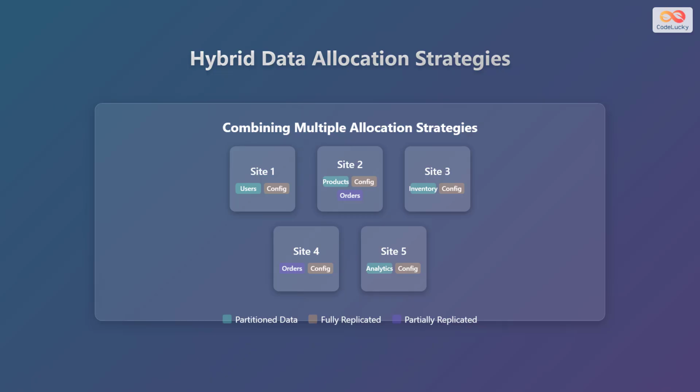Partially replicated means that only a subset of the orders data is stored at these sites, likely based on specific criteria such as geographical region or customer segment. Here is a legend. The blue color represents partition data, the orange color represents fully replicated data, and the purple color represents partially replicated data.